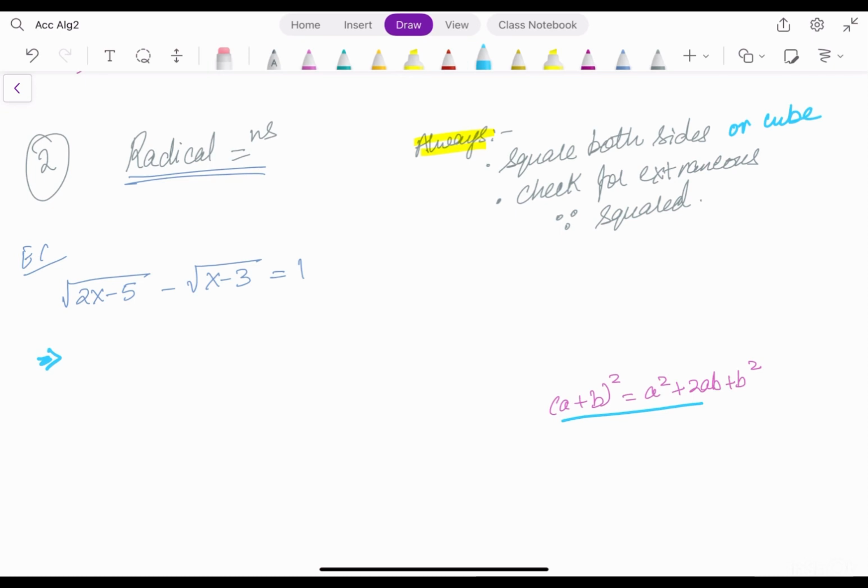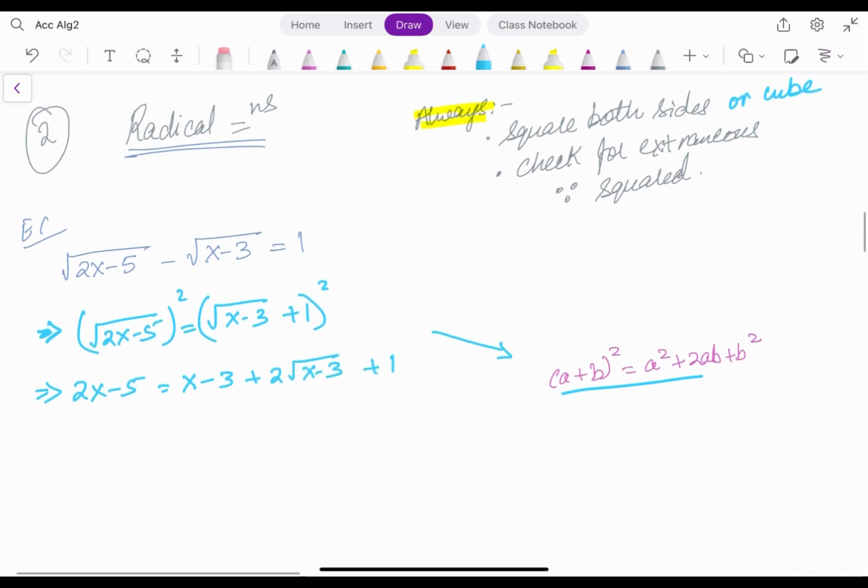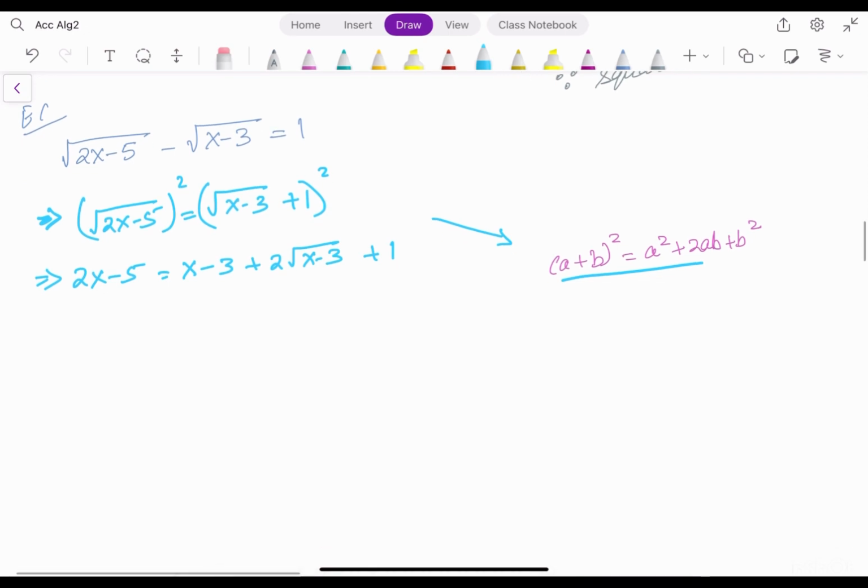So for this particular problem, we will be taking into consideration the property of a plus b whole squared. So let's rewrite it to make our life a little bit easier. What I have done, I have taken a radical x minus 3 on the right hand side and squared both sides, because now radical x minus 3 plus 1 is in the form of a plus b whole squared. So a squared plus 2ab plus b squared will give you this lovely equation. Let's combine the like terms. Let's clean it up a little bit more.